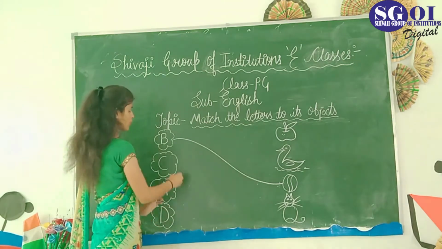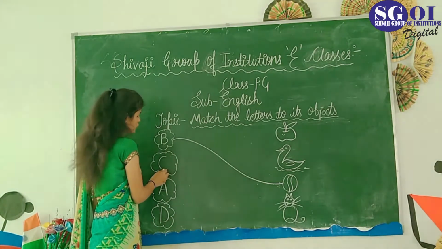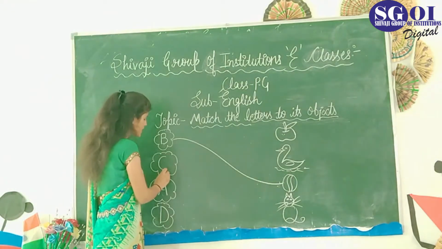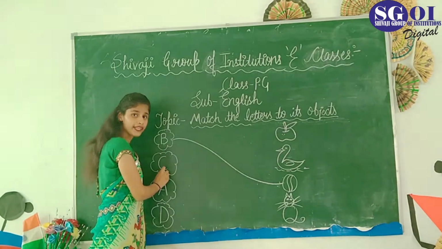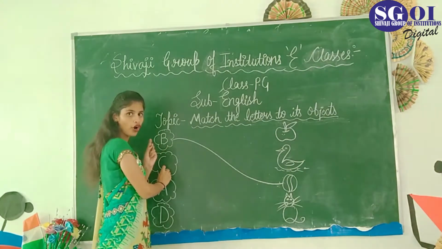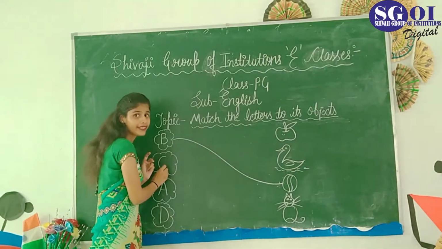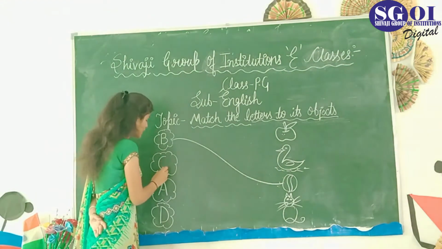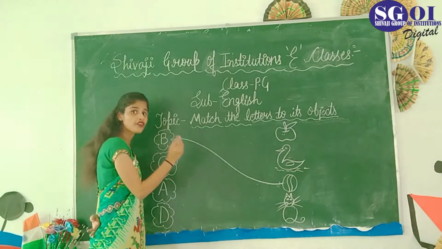Okay? So come to the next letter. Which letter is this? This is C. C for cat. A for apple, B for ball and C for cat. Okay? So we have to match letter C with the picture of cat.